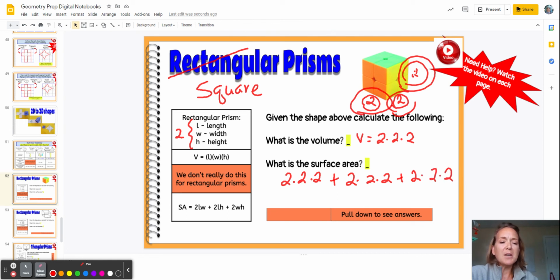Notice I put my multiplication dots. I can also just put parentheses around those things. It doesn't really matter. So volume is going to be 8, and then this is going to be 8 plus 8 plus 8, or 8 times 3, which is going to be 24.